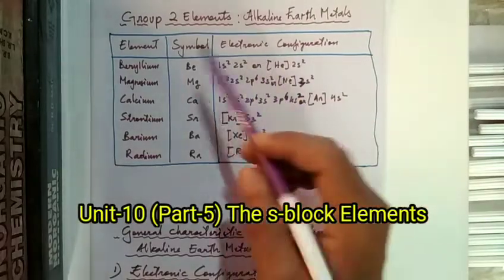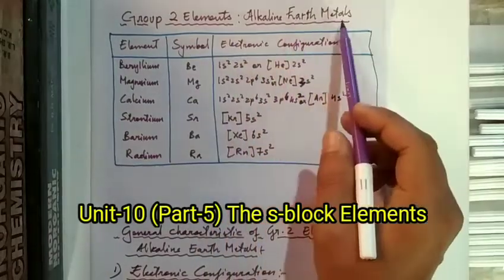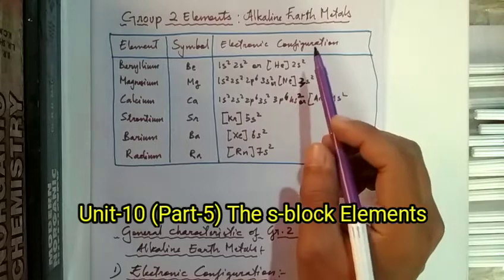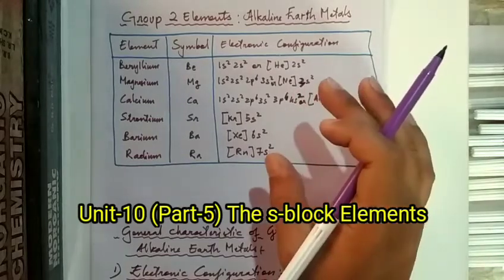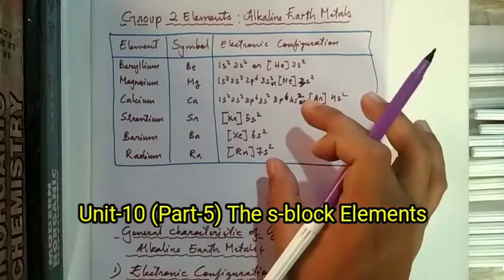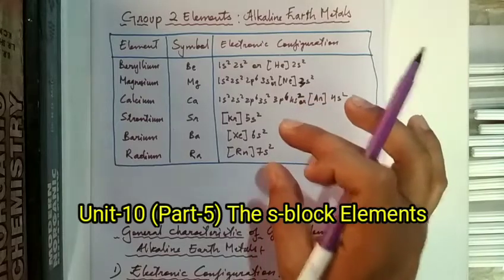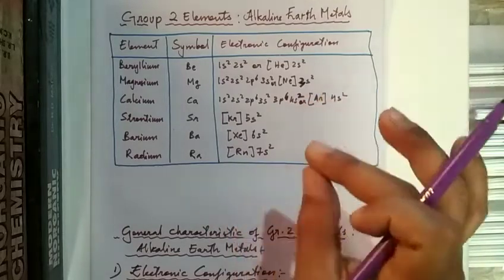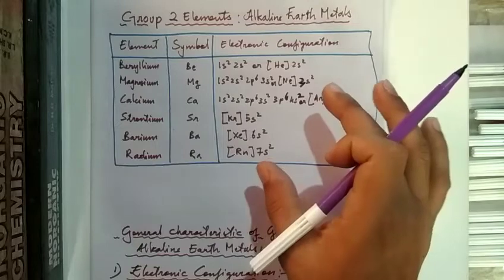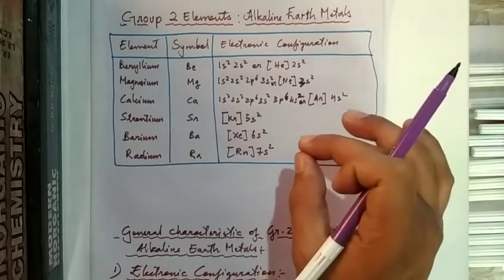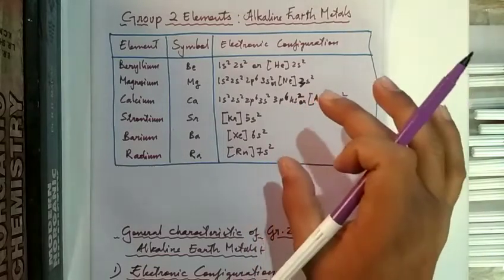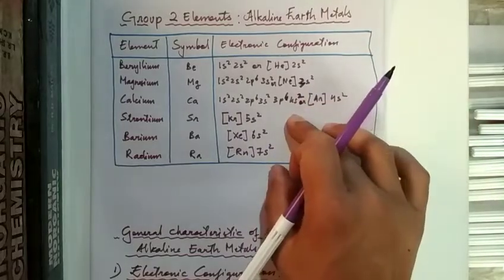Today our discussion will be on group 2 elements, alkaline earth metals. We have talked about these in our introduction, the first part of the video, part 1. So today we are just going to highlight a few points. We are not going to discuss in detail.